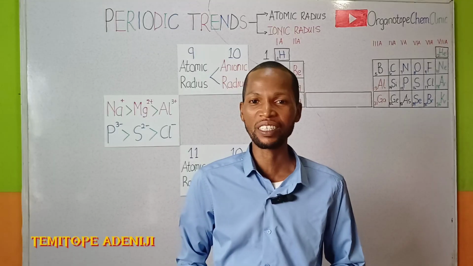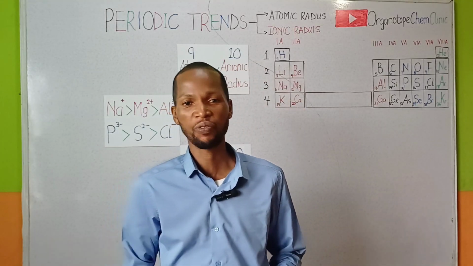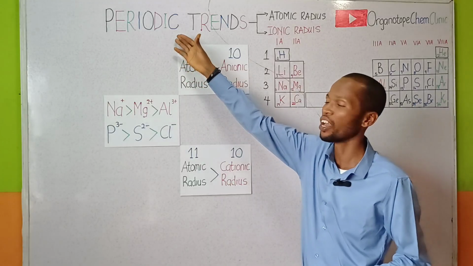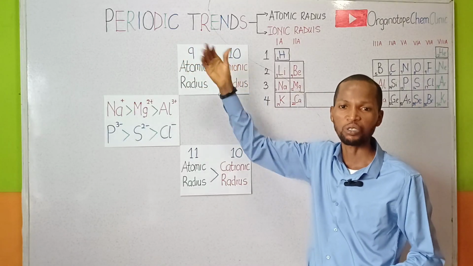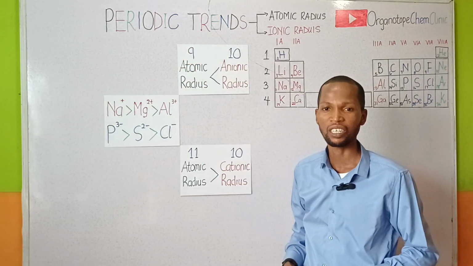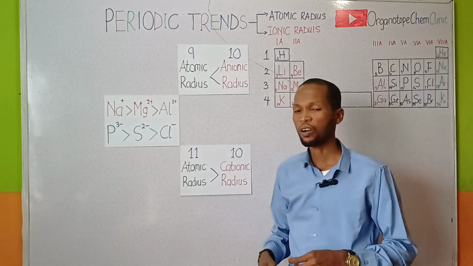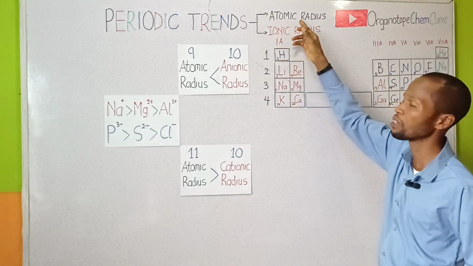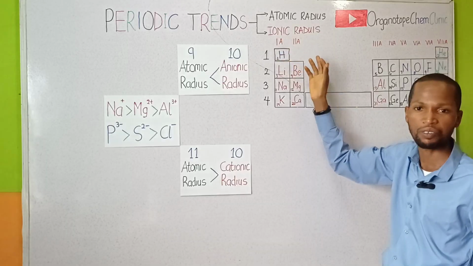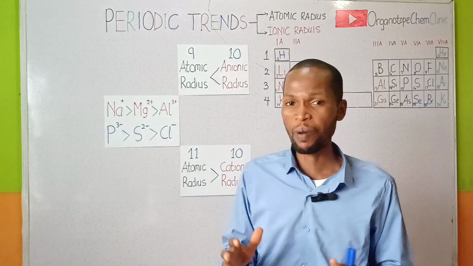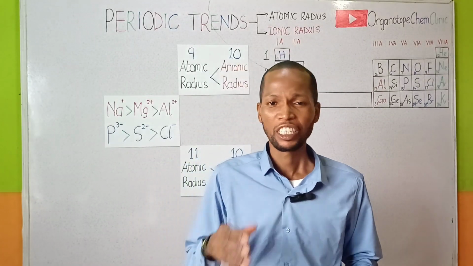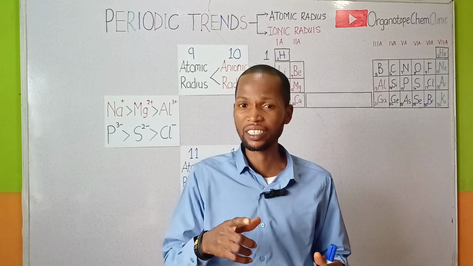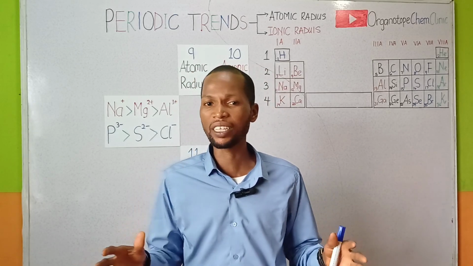I am Temitope Adiniji. In this episode of Inorganic Chemistry, we are going to focus on the periodic trends, which is also known as periodic variation. And under this trend, we are going to consider two atomic properties, which are the atomic radius and the ionic radius. Just like a map shows direction, the periodic table of elements shows pattern. That is the trends that tell us how elements behave.